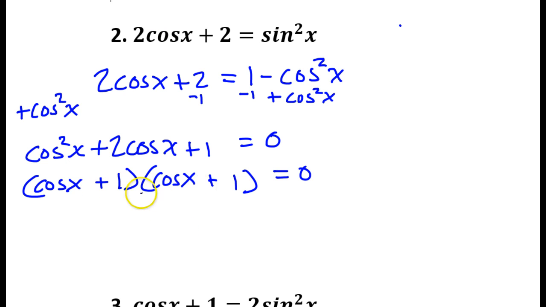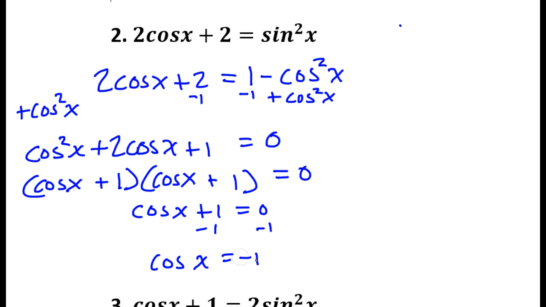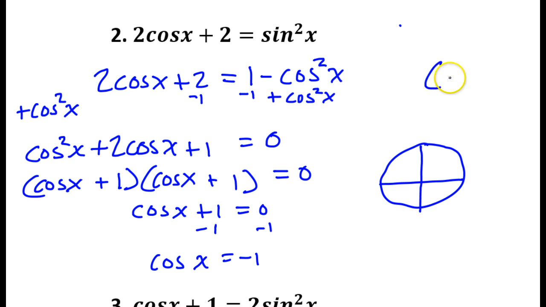Normally we would set both of these equal to 0, but since they're the same, there's no point in doing it twice. So I'm just going to set one of these equal to 0, subtracting 1 from both sides, that's cosine is equal to negative 1. We just did this a minute ago, but let's look at the unit circle again. Remember that cosine on the unit circle is simply the x coordinate.